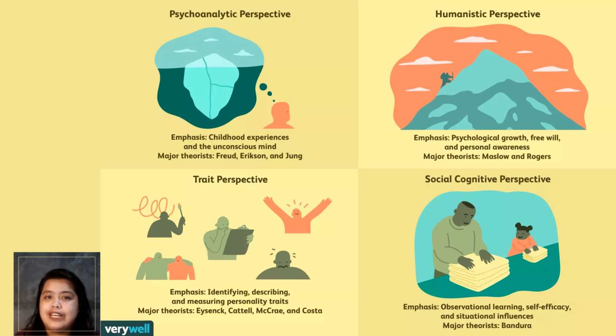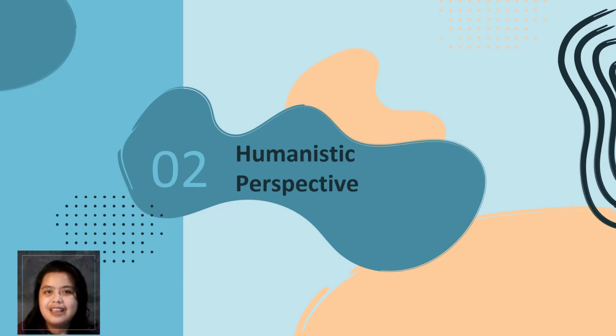First, we have psychoanalytic perspective. Second, we have humanistic perspective. Third is social cognitive perspective. And lastly, we have trait perspective. In this video, we will focus on our second theory of personality, which is humanistic perspective.